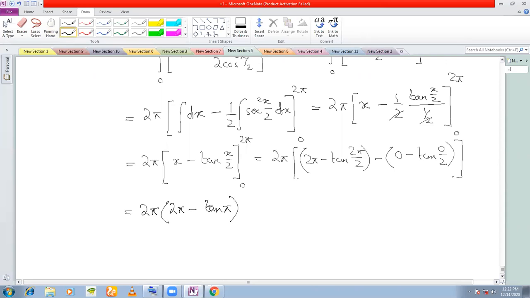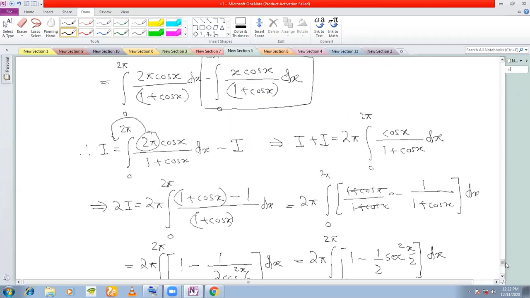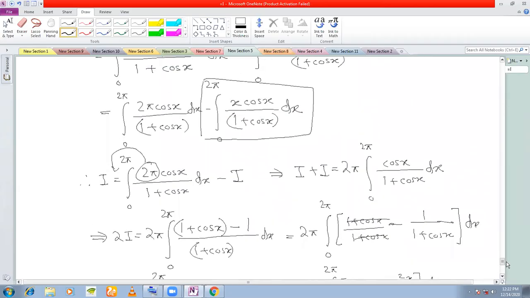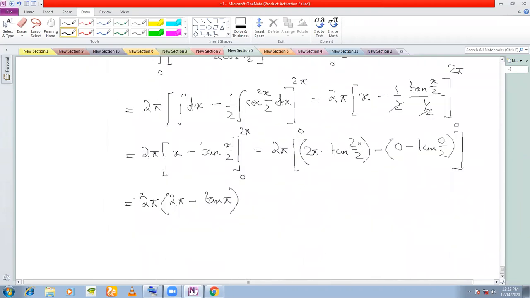And what is tan pi? What is tan pi? Tan pi is 0. There should be no 2 here. A small mistake, I think. This 2 should not be there. Just check in the earlier steps. It will cancel somehow.